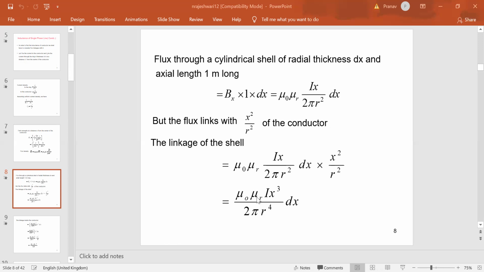So we get mu naught mu r Ix cubed. By multiplying this x with x squared, we will get x cubed, and r squared into r squared will be r power 4. So mu naught into mu r into Ix cubed by 2 pi r power 4 into small dx. So this is the linkage of the shell.